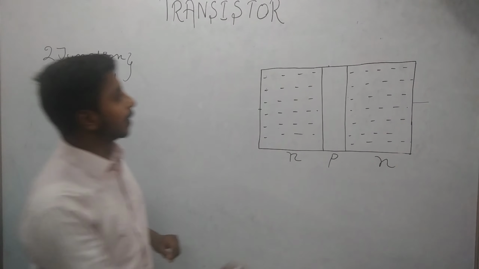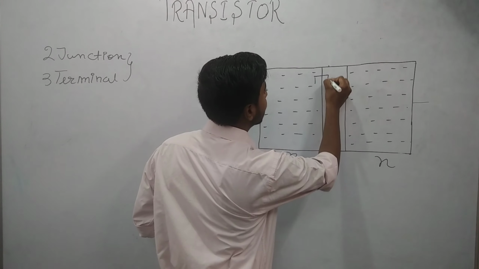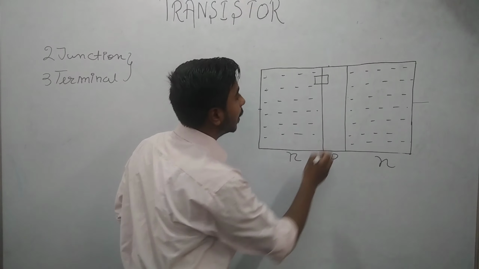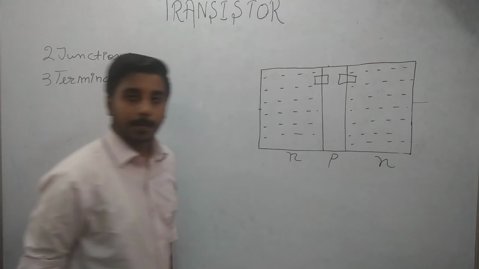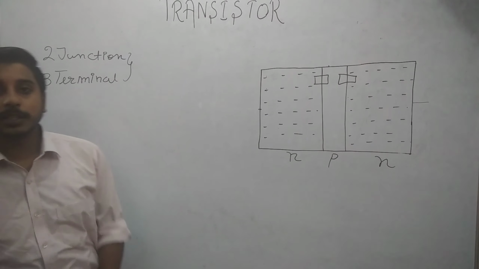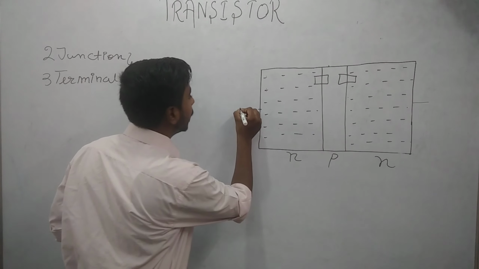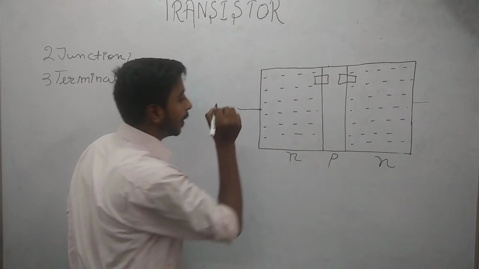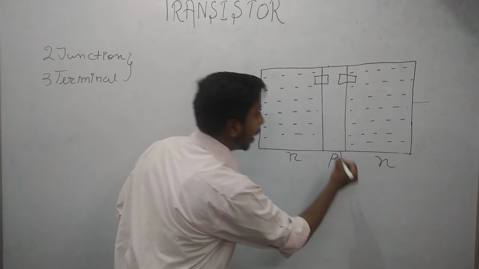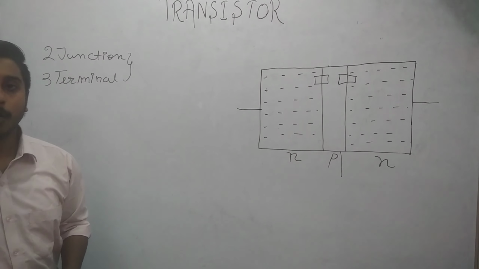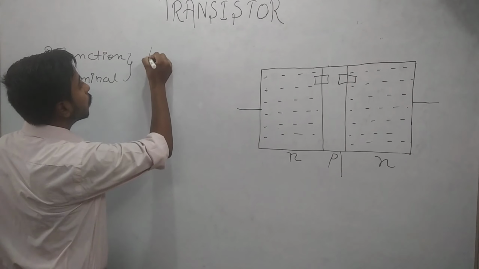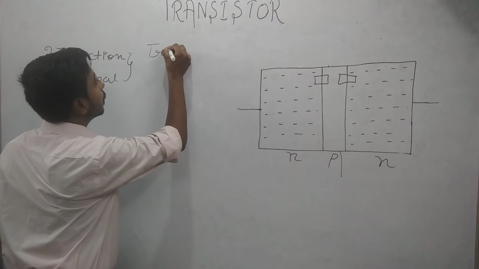So we can see there are junctions. One is this junction, between N and P, and another one is this junction, again between N and P. So it has two junctions. And what is the meaning of three terminals? It means it has three terminals: one from N, another from P, and another from this N. So it is also called triode.